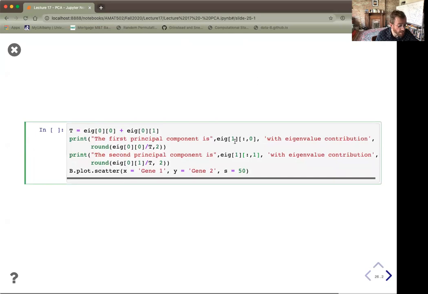So let's go ahead and extract out what's going on here. T is going to be the sum. Remember, the 0th entry in the list produced by that eigenvalue method is our array of eigenvalues. So this just sums up the first and second eigenvalues. And now we can go ahead and extract out each one of these.